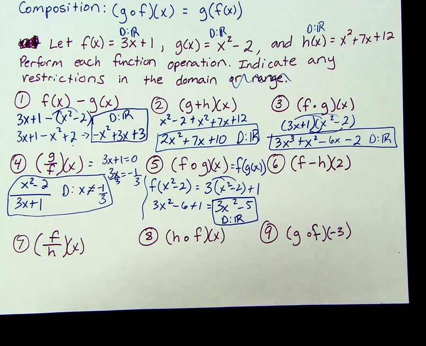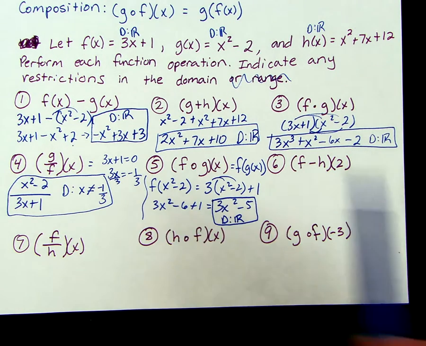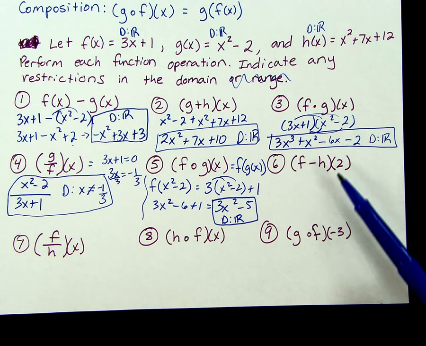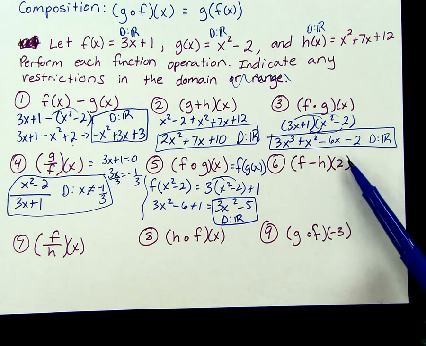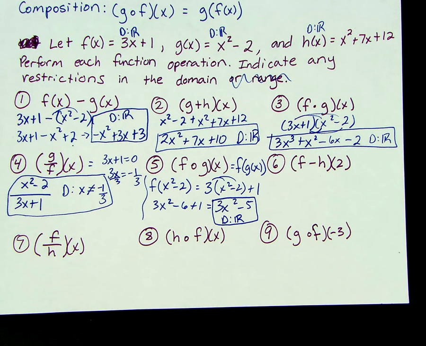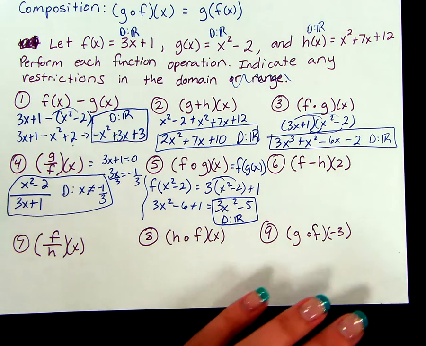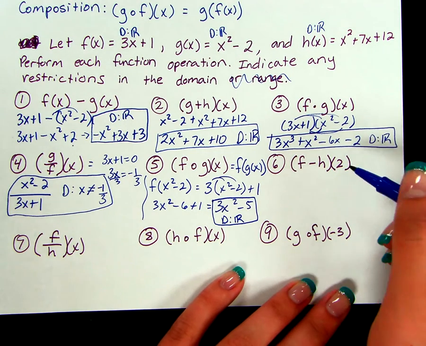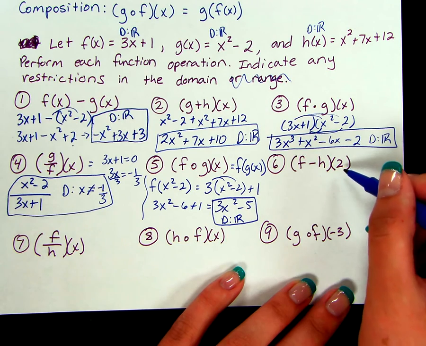All right, the next problem, we're doing subtraction. And notice how this time we actually have a number in place of x. So this is not only telling us to subtract our f and h equations, but also to replace the x's with 2. So when we're done with this problem, we're going to have a number. All right, so again, we're doing f minus h. So what I'm going to do is I'm going to substitute the 2 in at the same time.